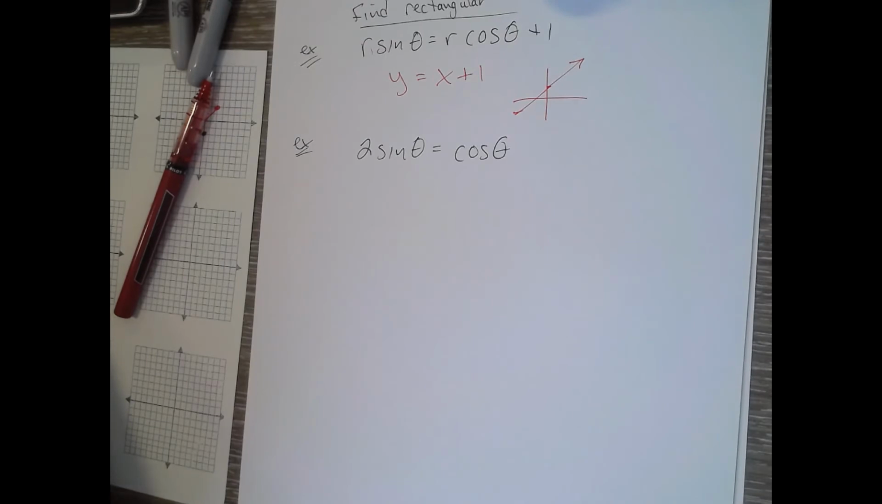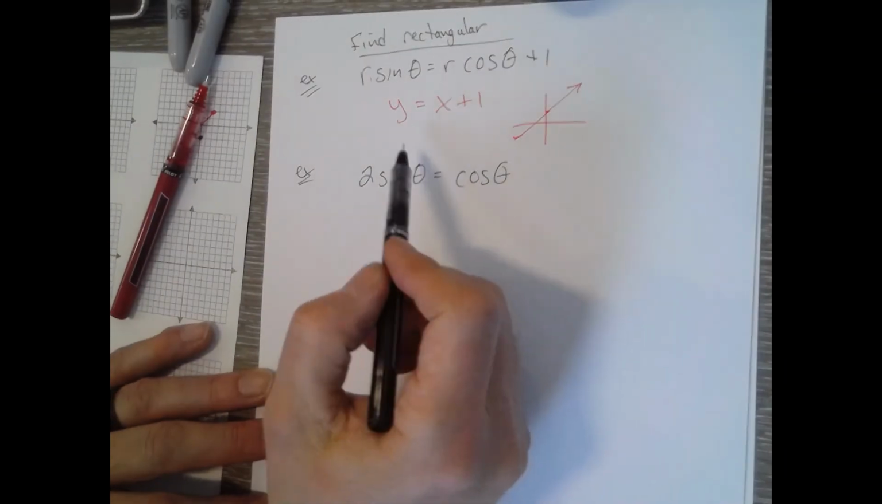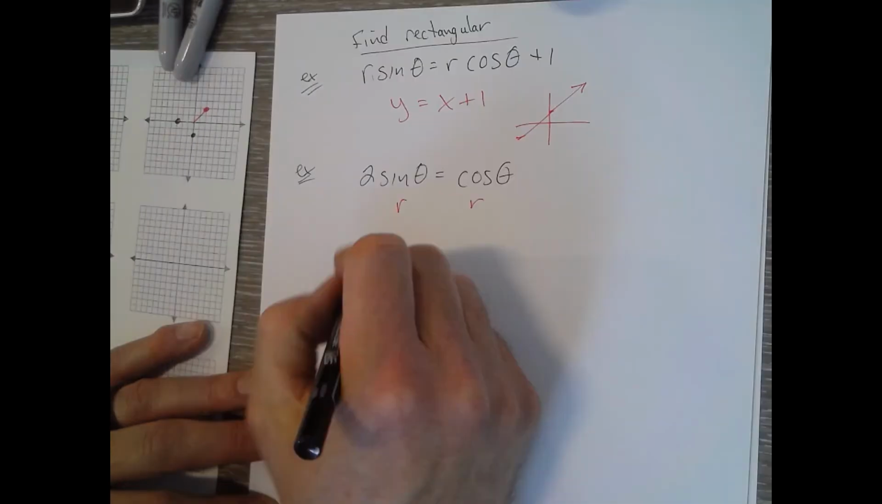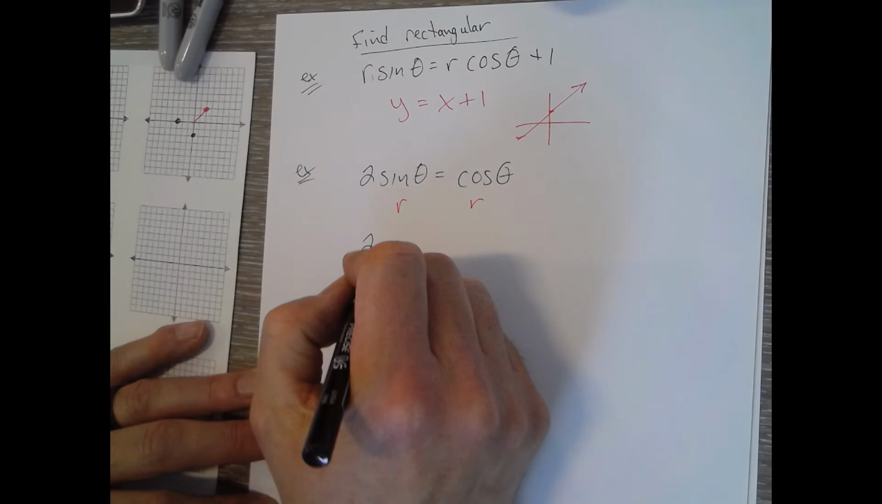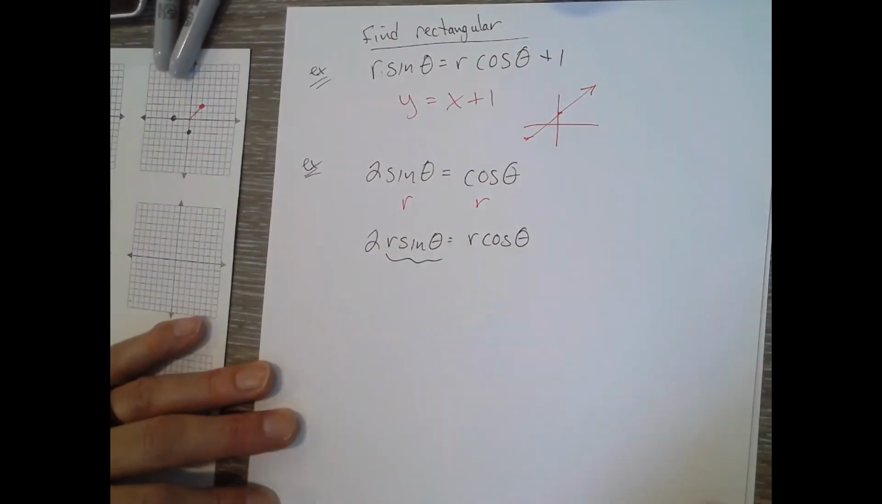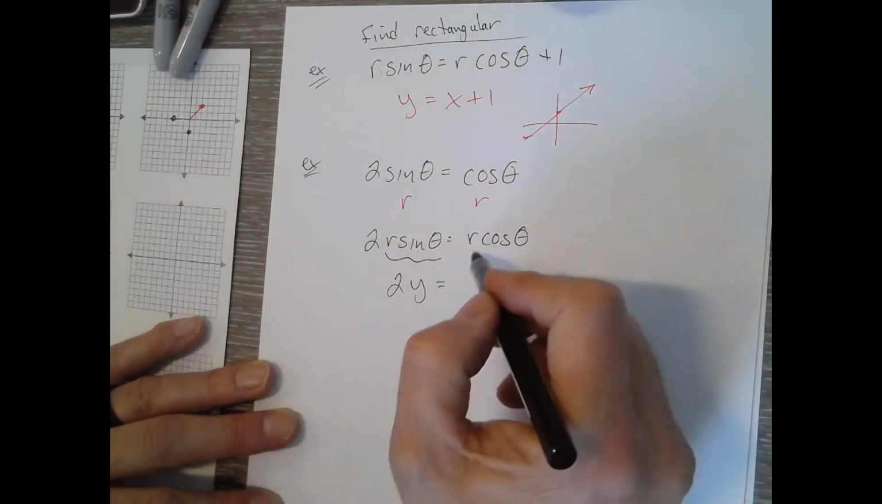All right, so we don't have any, we could actually use an R or two because we don't really have anything that corresponds with sine theta and cosine theta. What I would recommend is to multiply by R, and then we have an R sine theta and an R cosine theta, which is helpful. Because we know R sine theta is y, and R cosine theta is x.